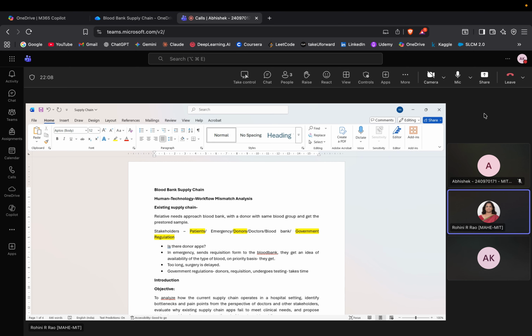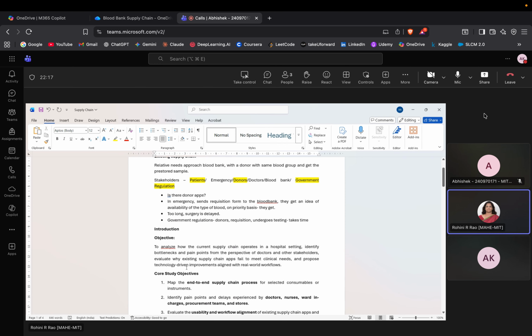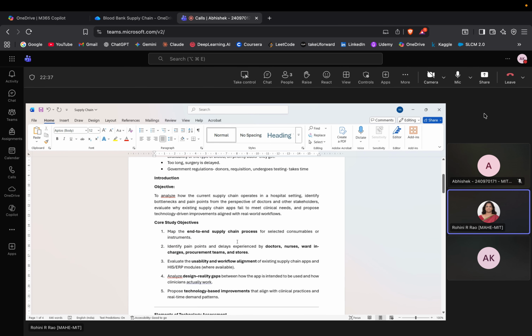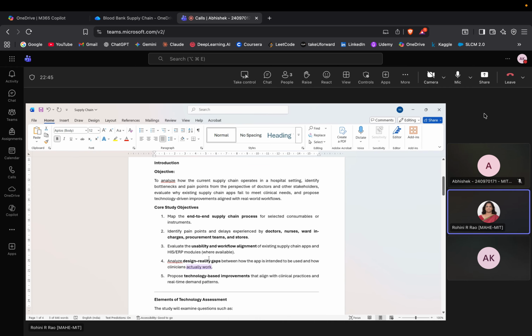So our idea is to say, this is the existing manual supply chain, and this is the technology-based supply chain. In both of these supply chains, what are the pain points and delays? Then we're going to assess all the apps that are available in terms of usability, and whether they align to that workflow or not. So that is the human-technology workflow mismatch analysis that we are doing.